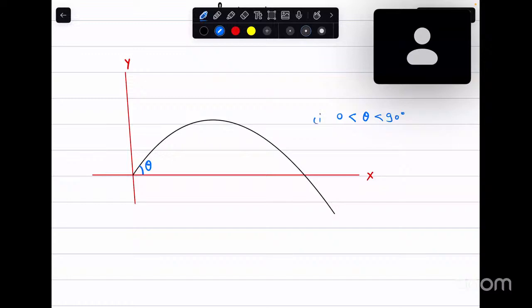Another condition for projectile motion is that in the ideal case, or in the simplest possible case, we consider that there is no air resistance. There is no air resistance, which means the path of the projectile in this case will be perfectly parabolic.